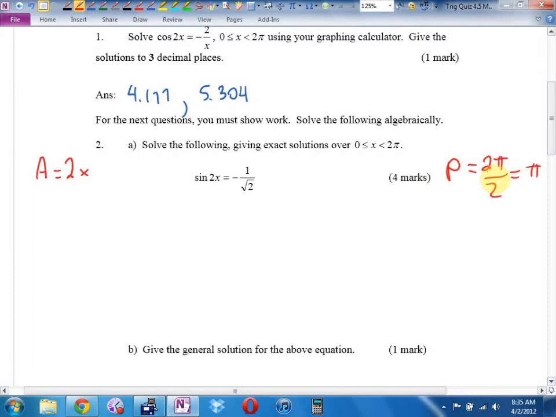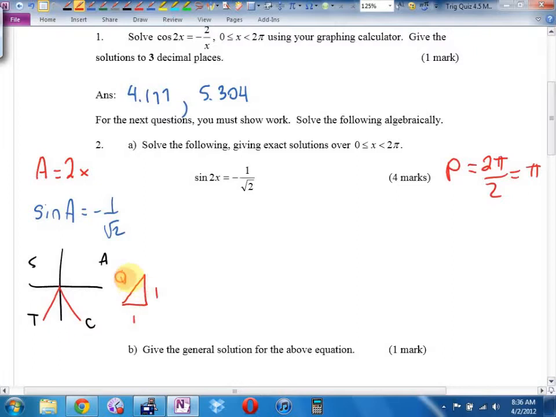Except, ugly cousin, it would be pi over b for tangent or cotangent instead of 2 pi over b. So I'm going to solve this. Sine a equals negative 1 over root 2. I'm going to say to myself, this looks like a job for the CAST rule. Sine is negative there and there. This is the 1, 1, root 2 triangle, pretty sure, where this angle, which is pi by 4, is a reference angle with a sine of 1 over root 2.